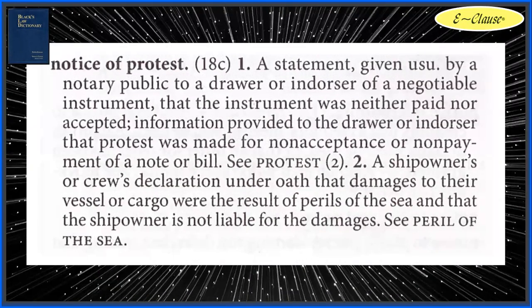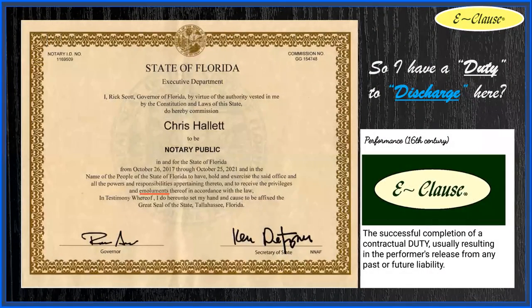Notice of protest. This is a statement given usually by a notary public to a drawer or endorser of a negotiable instrument that the instrument was neither paid nor accepted, information provided by the drawer or endorser that protest was made for non-acceptance or non-payment of a note or bill. Wait a minute. That means somebody's got a job to do here. Perfectly within the scope and authority of the emoluments of this office.